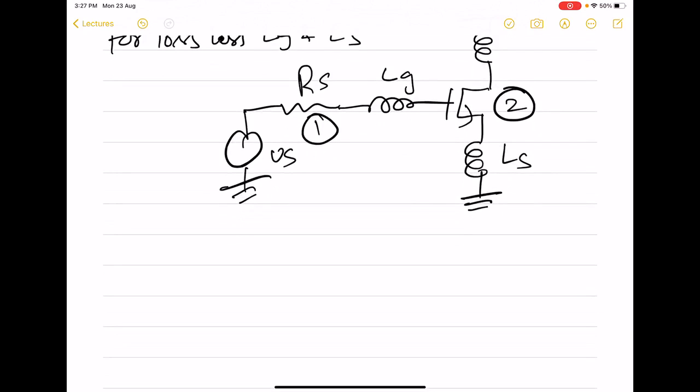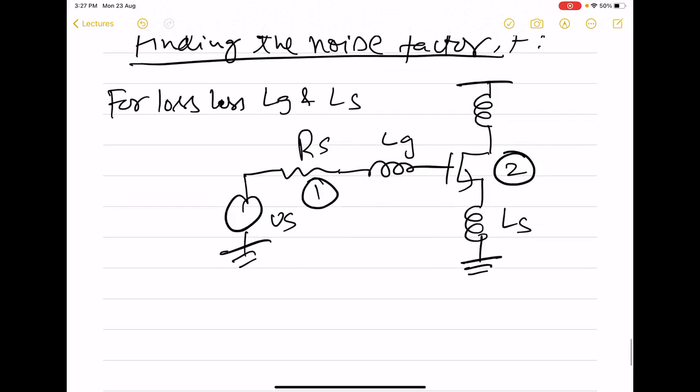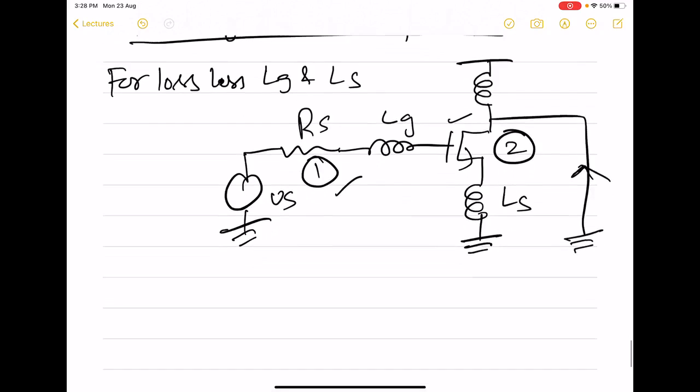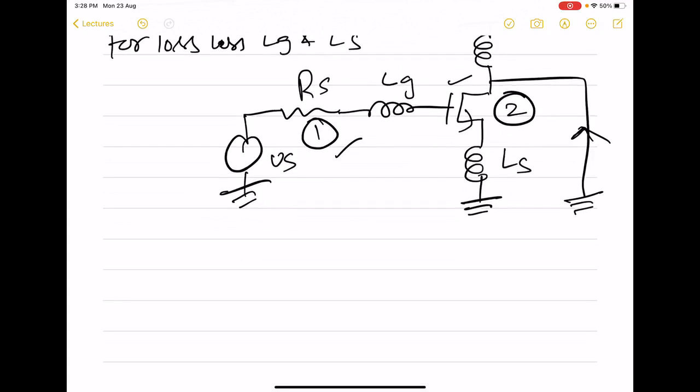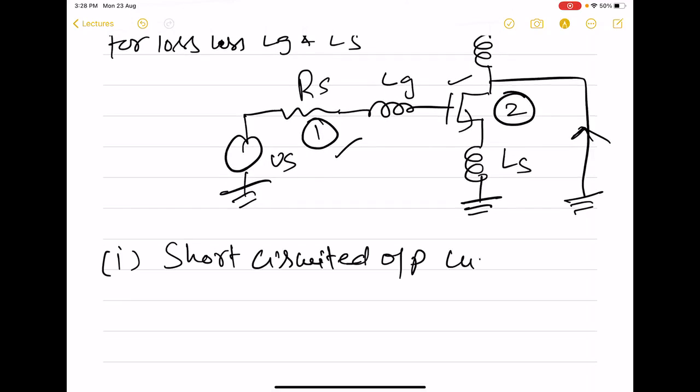So we have to find out the short-circuited current due to RS and due to the MOS. So first we will try to find the short-circuited output current due to RS.